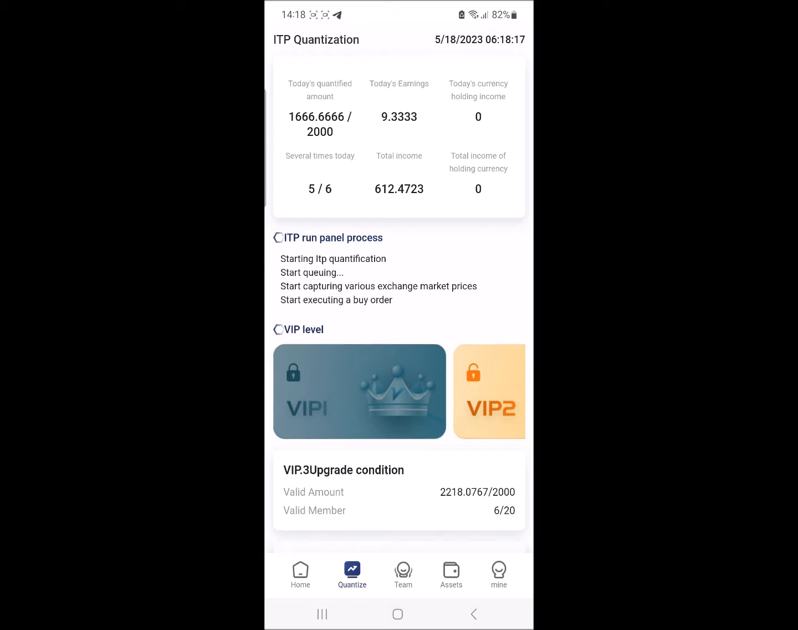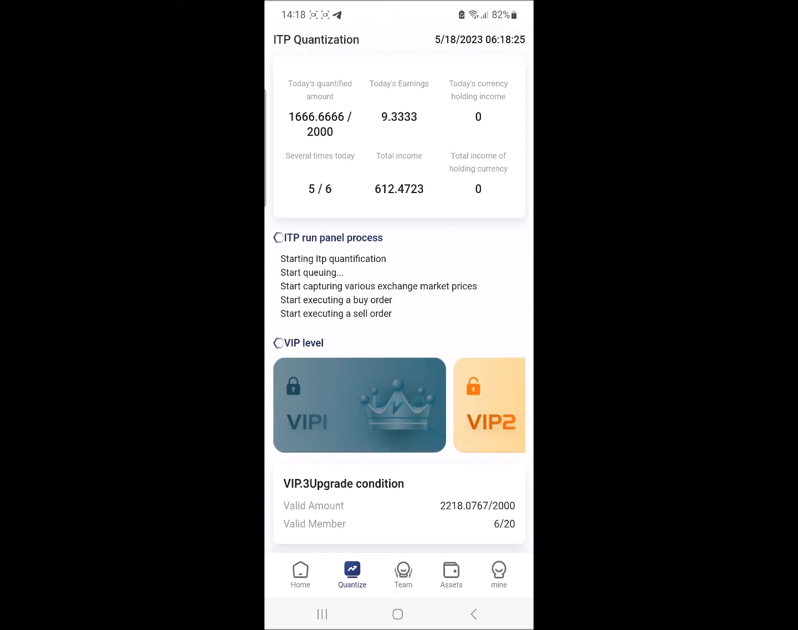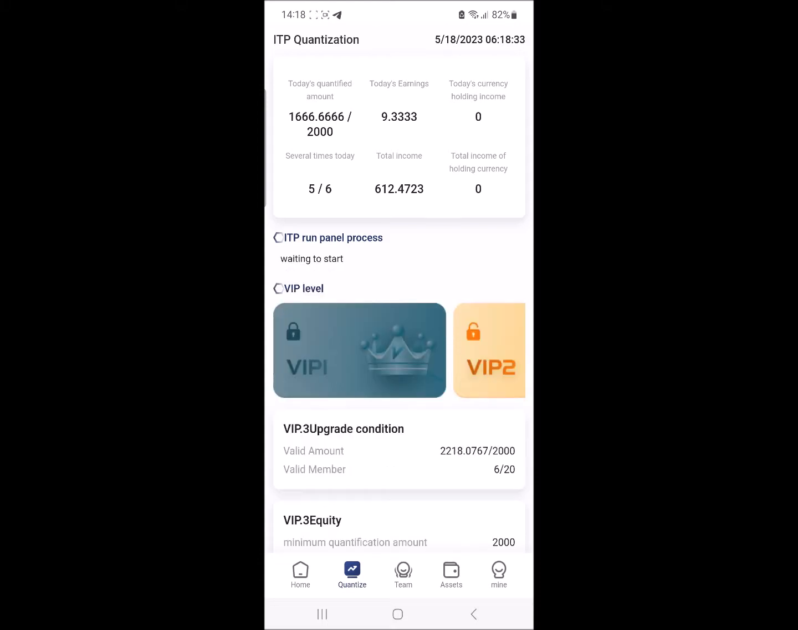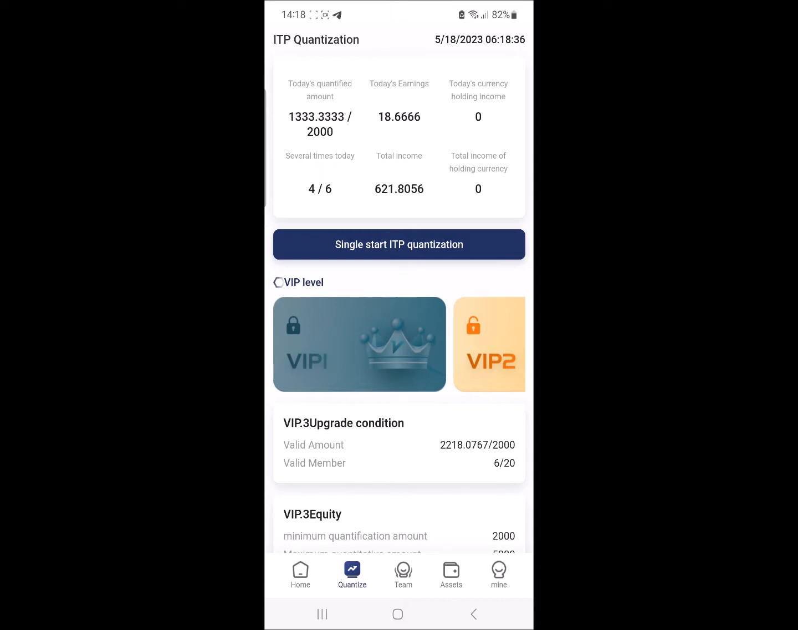Starting a buy order. Again, it buys at a low price, sells at the high price. Okay, so it's come up, start allocating commissions. Again, if you look at the top middle, you'll see that figure's jumped from 9 to 18.